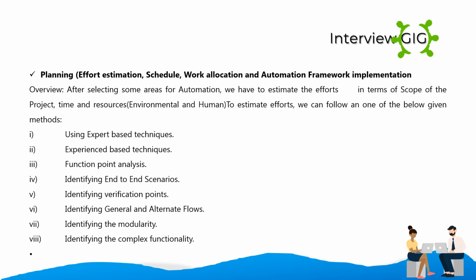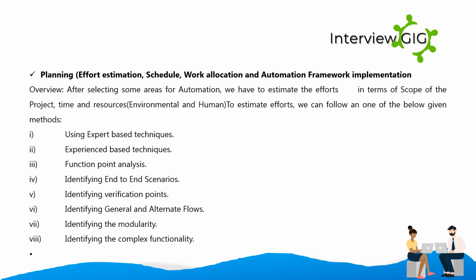Planning, effort, estimation, schedule, work allocation and automation framework implementation. Overview: after selecting some areas for automation, we have to estimate the efforts in terms of scope of the project, time and resources, environmental and human. To estimate efforts, we can follow one of the below given methods: 1. Using expert-based techniques. 2. Experience-based techniques. 3. Function point analysis.